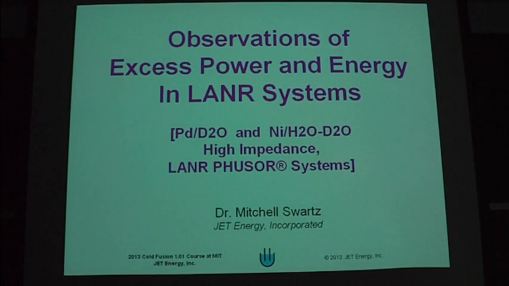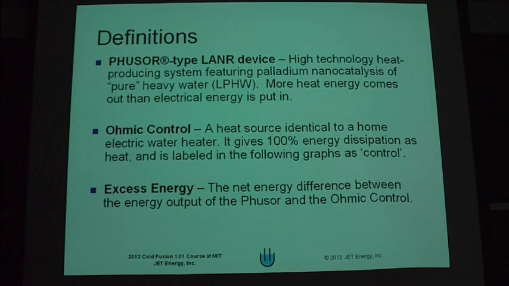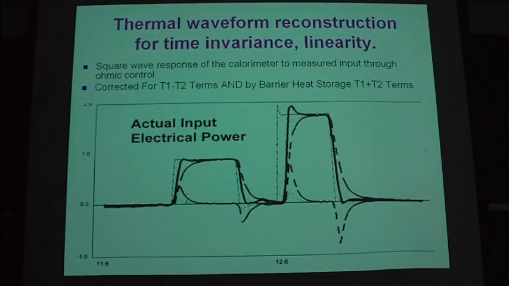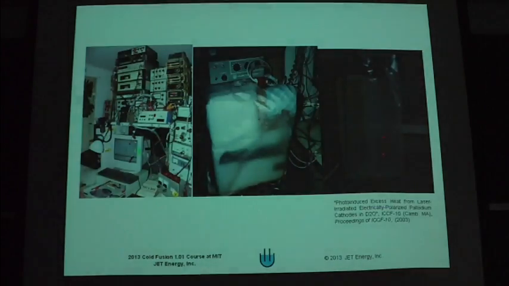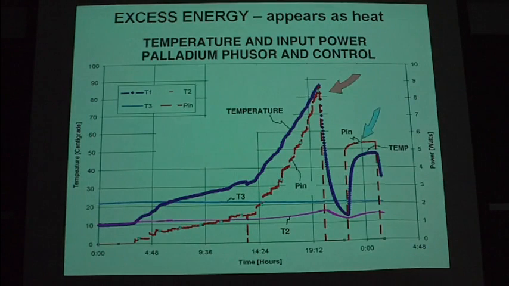Let's look at some excess energy in cold fusion systems. We've seen our definitions. We've seen that we've got to do thermal waveform reconstruction to make sure we believe it. We use redundant calibration. And now let's look at some outputs.